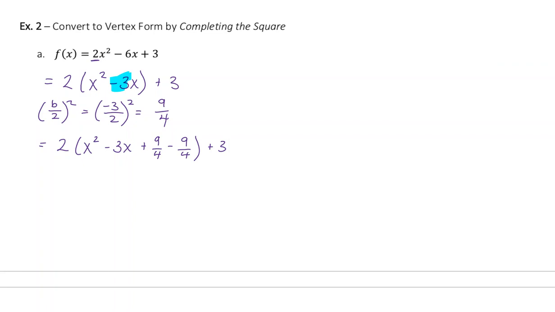Okay, and the next step involved in completing the square would be the distributive property. We're going to take this value of 2 and multiply it by the value that we are subtracting in our brackets, leaving all of this inside of our brackets. 2 times -9/4.